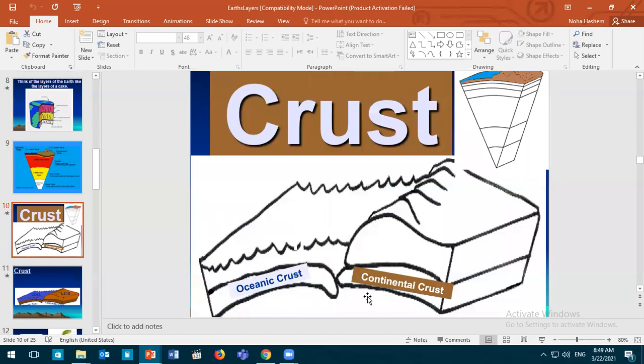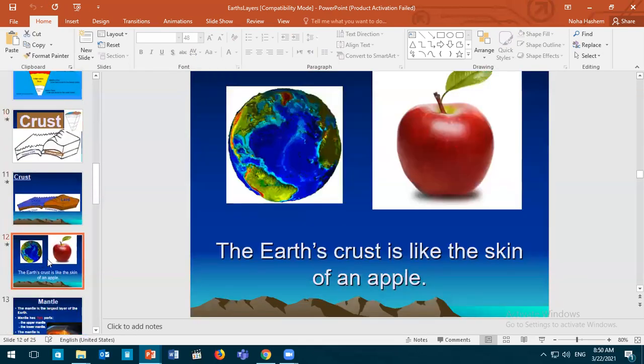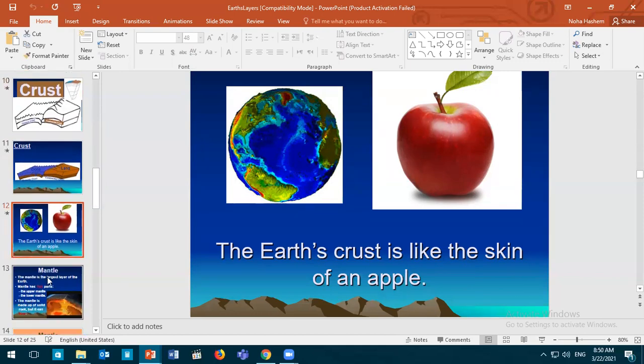So we have 2 types of crust. We have oceanic crust and continental crust. The oceanic crust is the bottom of the oceans, not the water itself, but the bottom. The continental crust is the part of the continents where we live, as we said. We can describe the Earth's crust as the skin of an apple. It's so thin, as we said at the beginning.